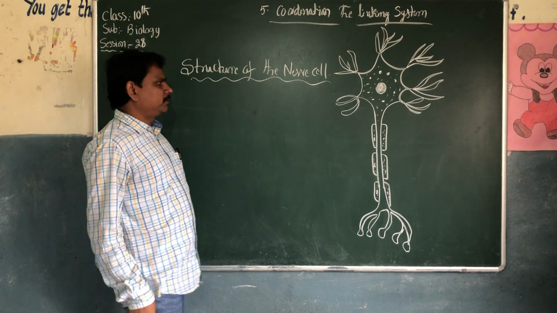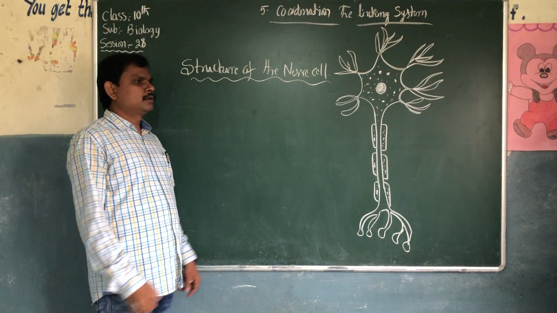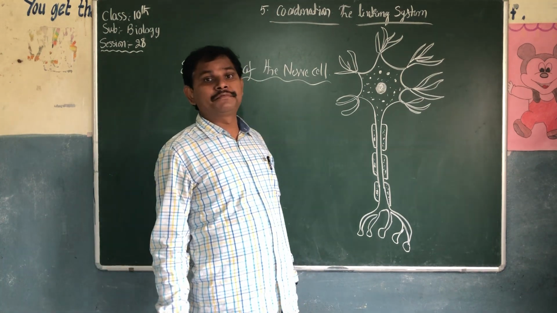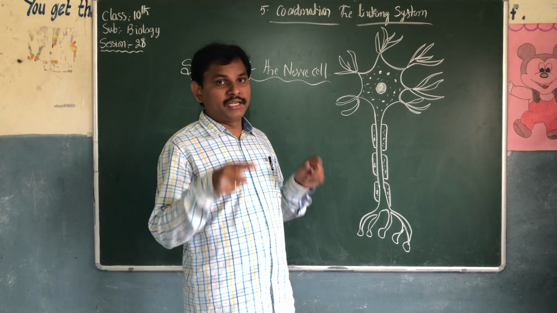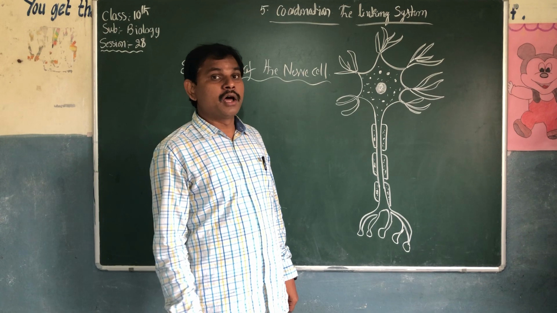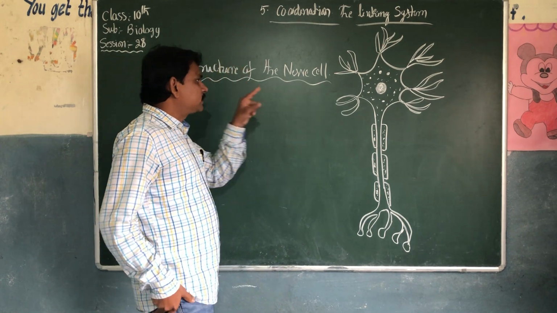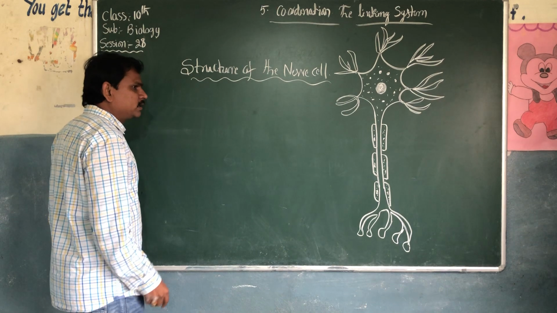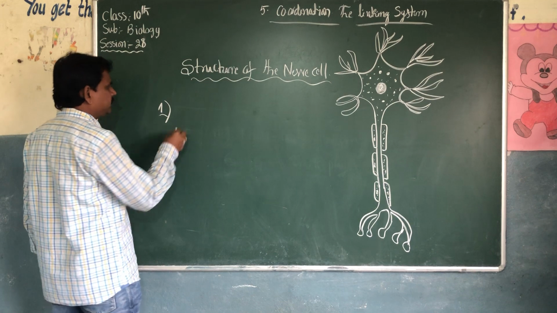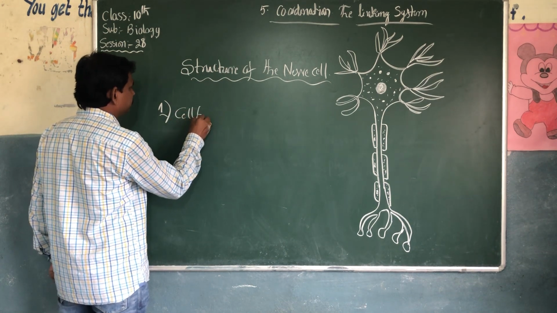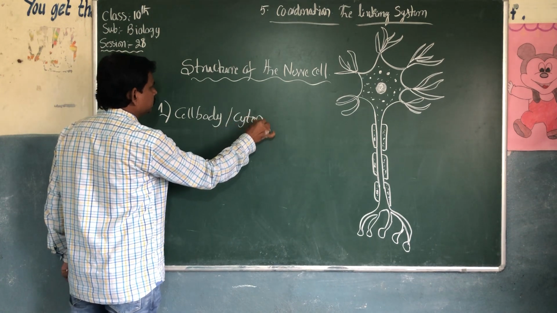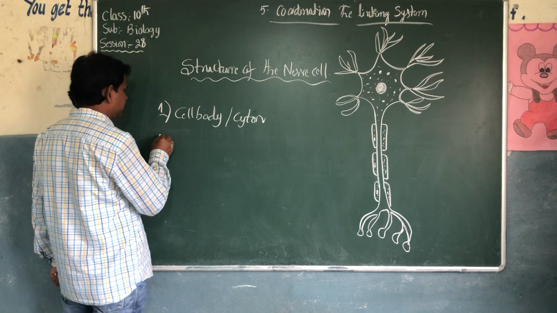So this is the diagram of the nerve cell. In the nervous system there are more than 100 billion nerve cells present. This nerve cell we can divide into three parts. The first one is the cell body, which we can also call cyton.